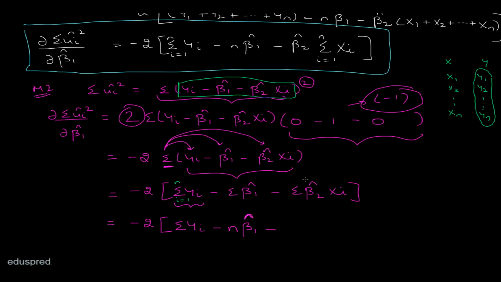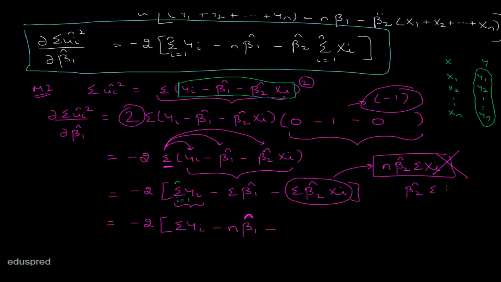Minus, let's discuss this term now. Many students make a mistake in writing this term. They think that if we apply summation on a constant multiplied by a variable, then it is going to become n beta 2 hat summation xi. Well, this is absolutely wrong. It will not be n beta 2 hat summation xi. It will just be beta 2 hat summation xi.